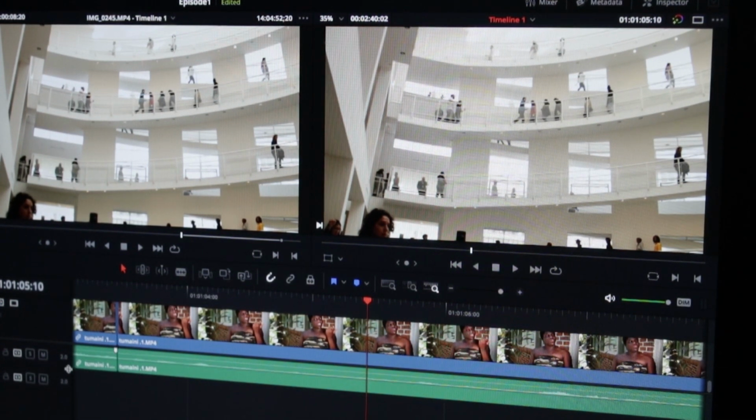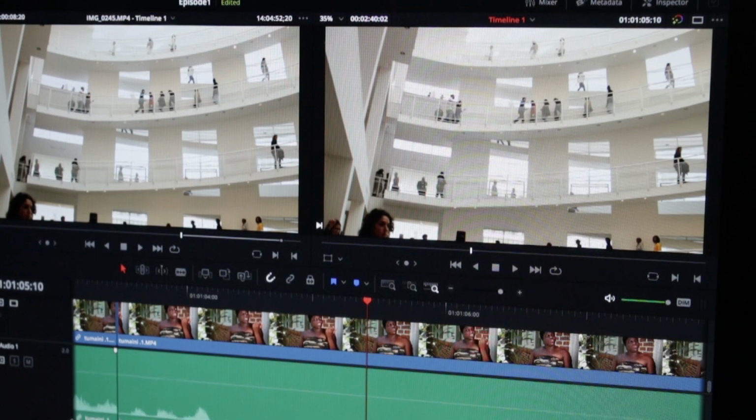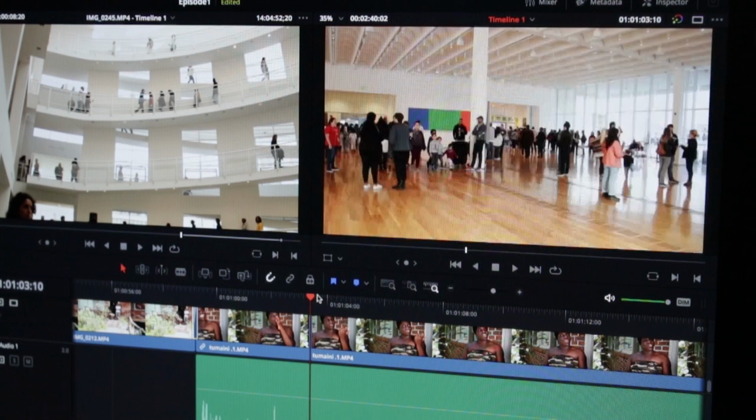I should get some glasses. I probably need glasses or some magnifying lenses, something of the sort. So let me zoom out a little bit and listen for it.